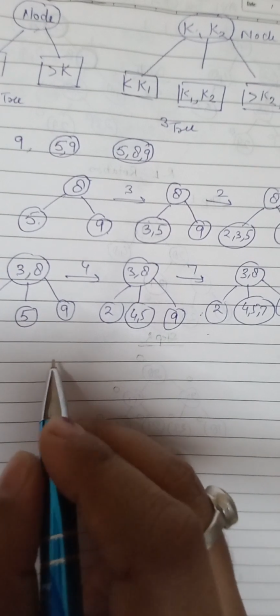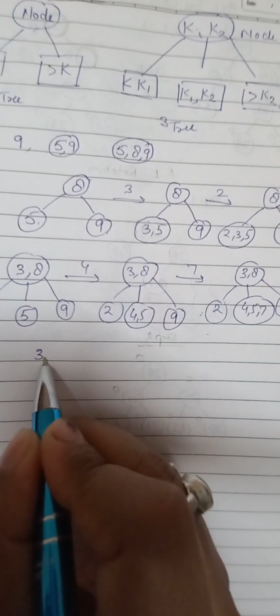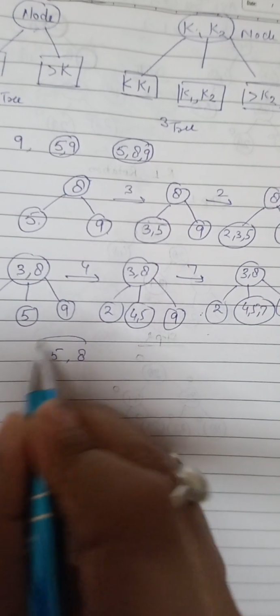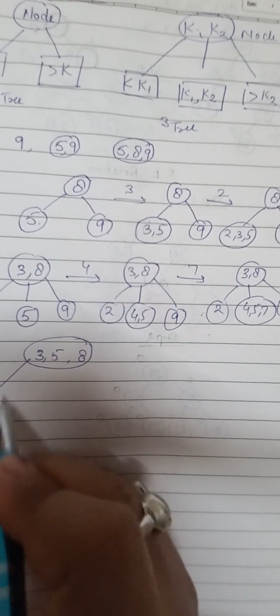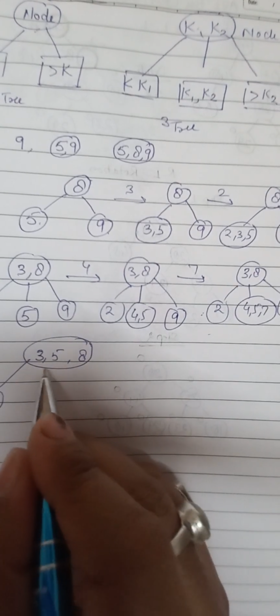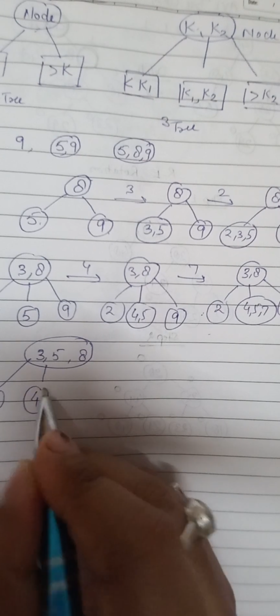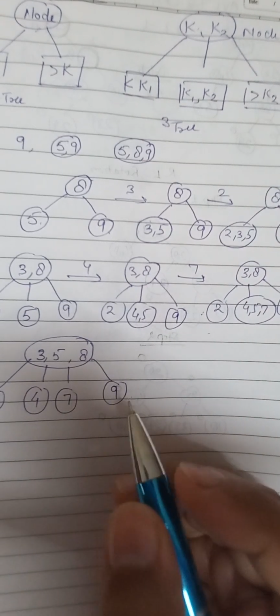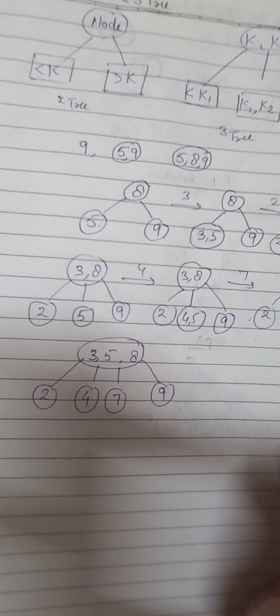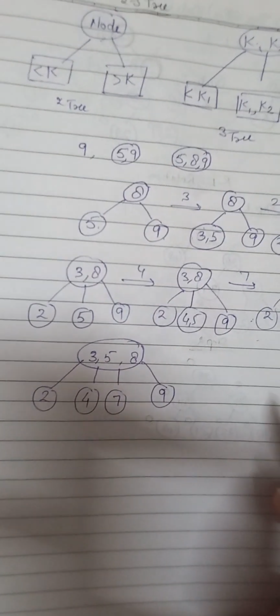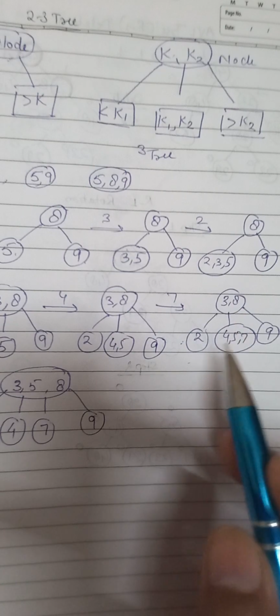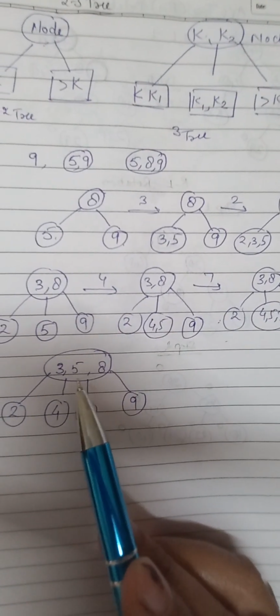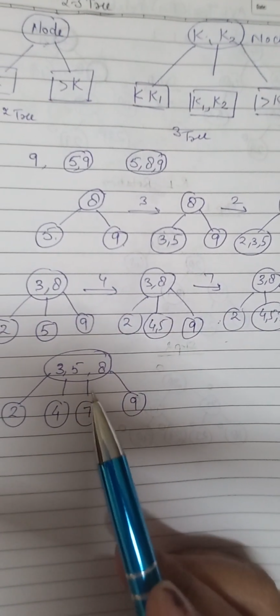So we are writing like this: 3, 5, 8. So 2 will come over here because 2 is less than 3, and 4 will come between 3 and 5, and 7 will come between 5 and 8, and 9 will come over here. So in this way we have broken it. We put 5 up, and 2 and 4 will come between 3 and 5, and 7 will come between 5 and 8.